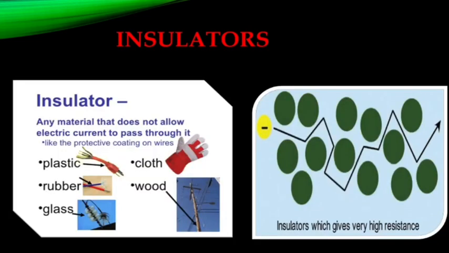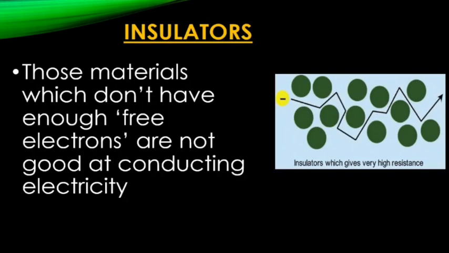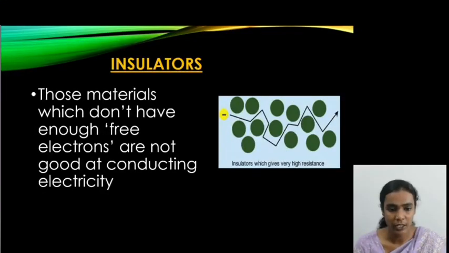Insulators. So what are insulators? Any material that does not allow electric current to pass through it, like the protective coating on wires. Examples are plastic, rubber, glass, cloth, wood, etc. Insulators give very high resistance. These materials do not have enough free electrons, so they are not good at conducting electricity.